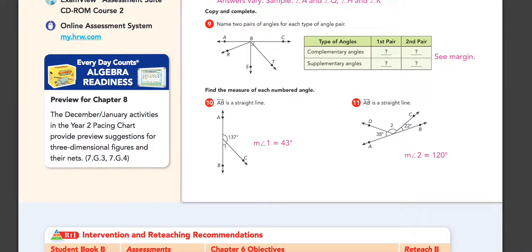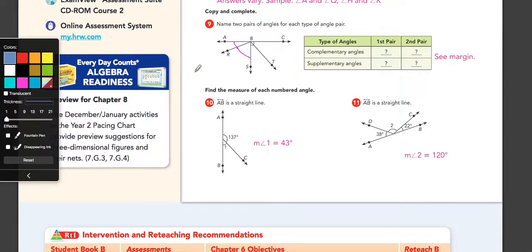Number 9 here, we had to give two pairs of complementary angles. So we could say that angle ABR and angle RBS are complementary angles because together those angles add up to 90 degrees. I could say that angles SBT and TBC are also complementary angles because they make a right angle there. For supplementary angles, we could say ABR is supplementary with RBC.